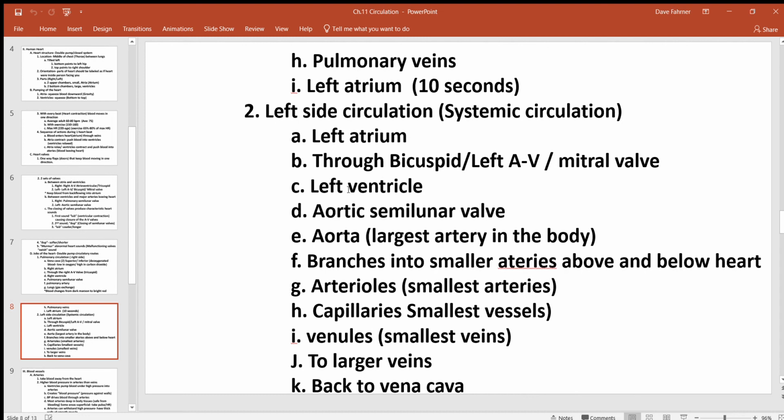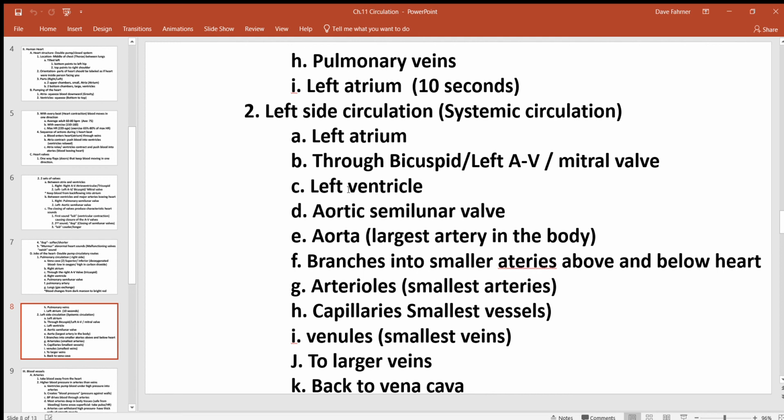When the blood has been oxygenated, then it returns to the heart by way of the pulmonary veins. There are 2 right and 2 left pulmonary veins. They will then empty their blood into the left atrium. And this whole route, this pulmonary circulatory route, takes about an average of 10 seconds.